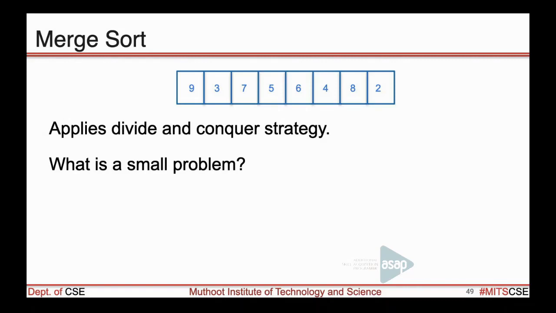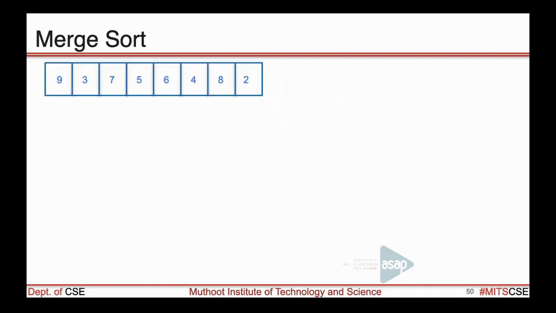If the list is having only one element, that means the list is sorted. So we consider each element in the list as another list, that is, an array with a single element. So that's how merge sort works. In the case of merge sort, let's write down the algorithm first.